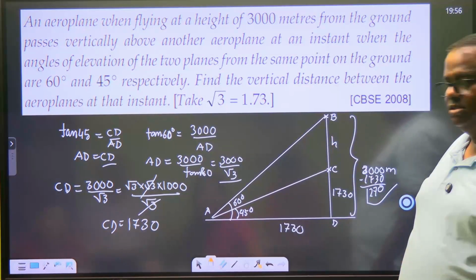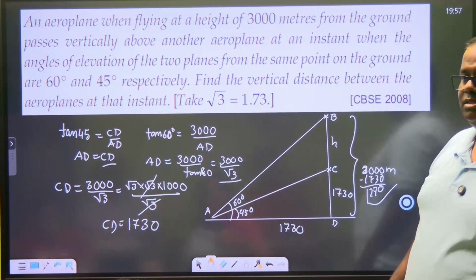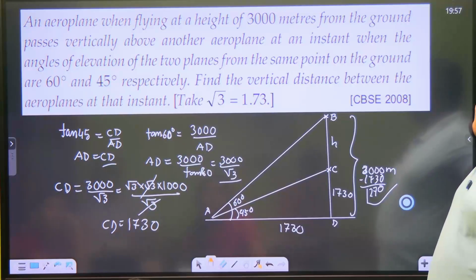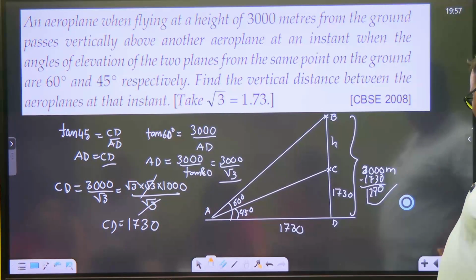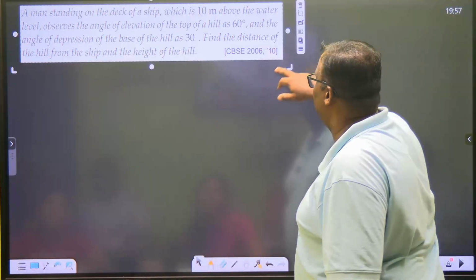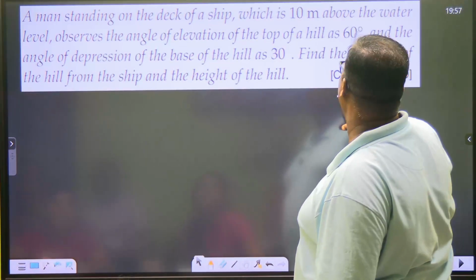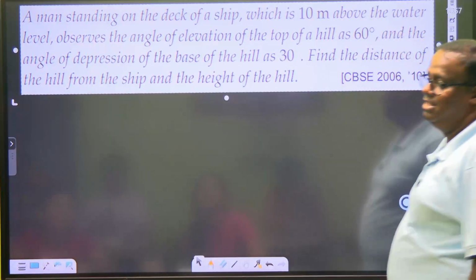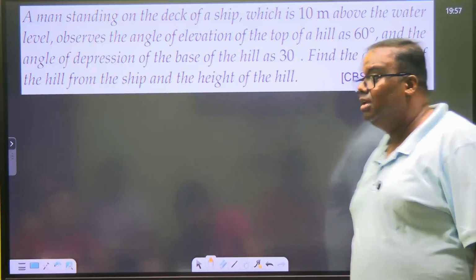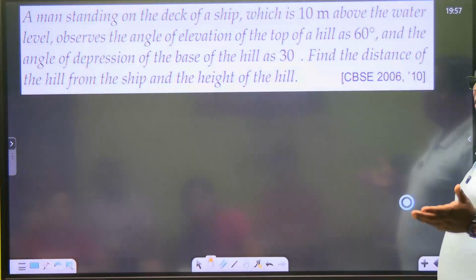One more. Only diagram. Ready? And why do you want this workout? You do it at home on your own. Last one. A man standing on the deck of a ship, which is 10 meters above the water level.